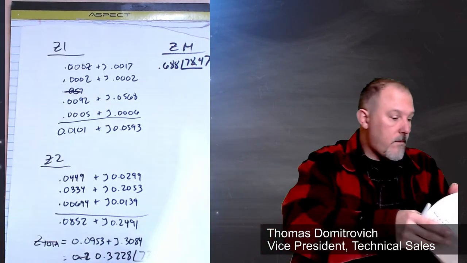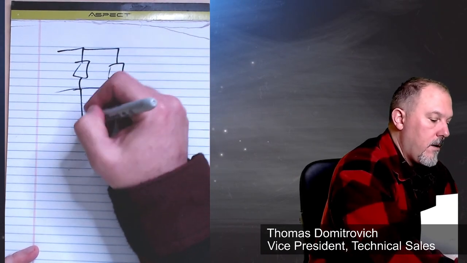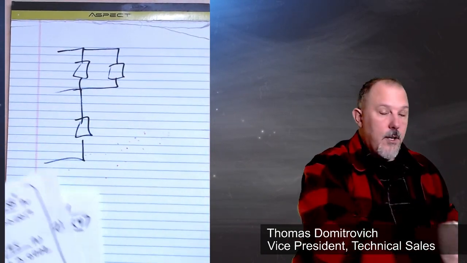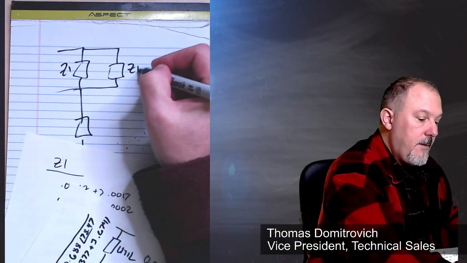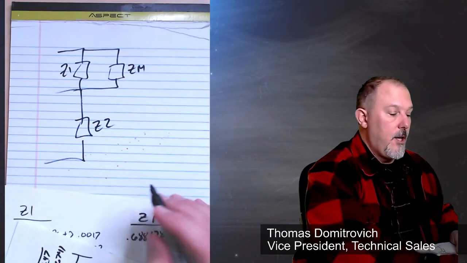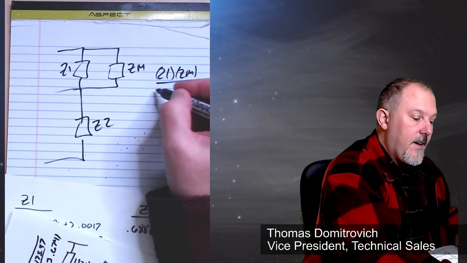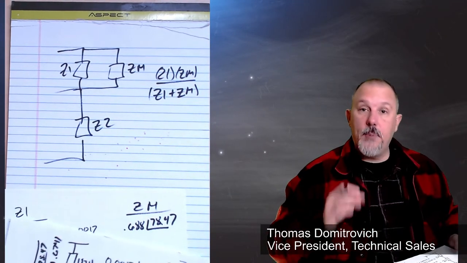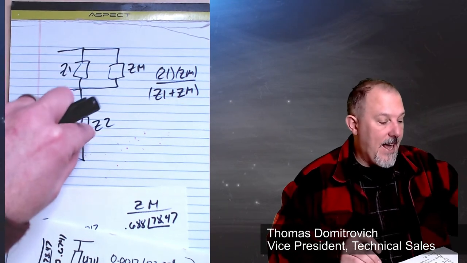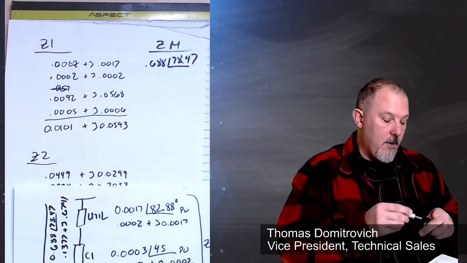Remember, if I have this, this is what I've got. I have my Z1, Z motor, Z2. So I have to do Z1 times Z motor divided by Z1 plus Z motor. That's my equivalent impedance of that. And then I have to add that to Z2. Now, to get that done, I'm going to have to do my multiplications in polar.